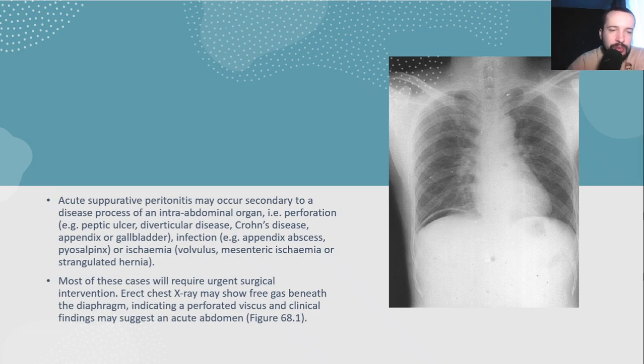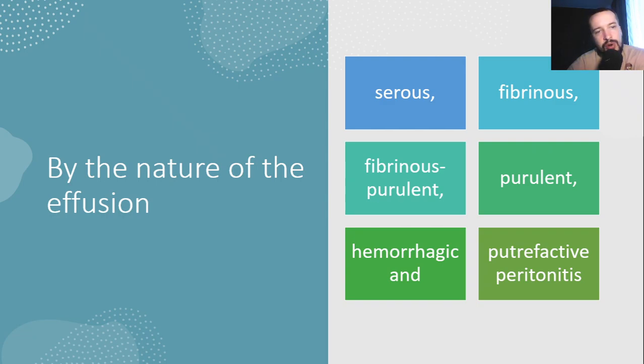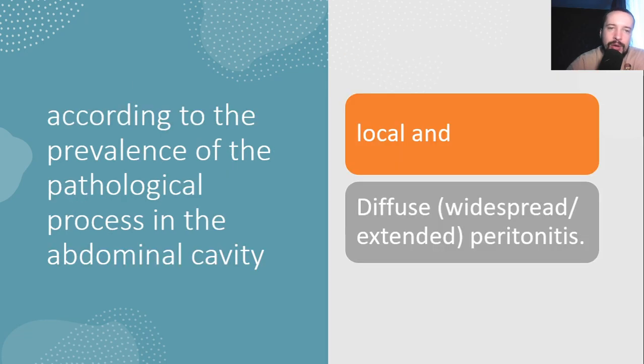Infection or ischemia. Most of these cases will require urgent surgical intervention. Erect chest X-ray may show free gas beneath the diaphragm, indicating a perforated viscus, and clinical findings may suggest an acute abdomen. By the nature of the effusion, we have 6 types of peritonitis: serous, fibrinous, fibrinous purulent, purulent, hemorrhagic, and putrefactive peritonitis.